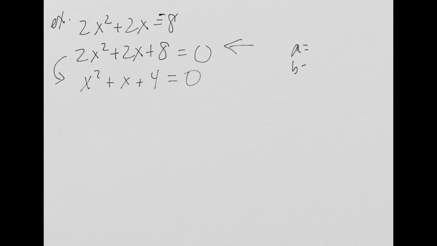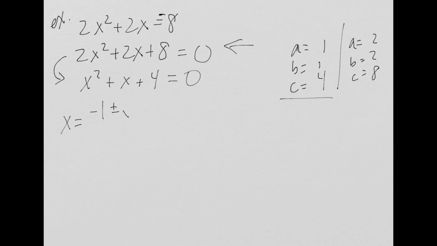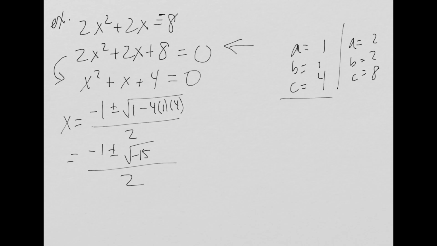So let's solve this. What's my a, what's my b, what's my c? Looks like 1, 1, 4. If you want to try it with that original one, 2, 2, 8, that's fine. Go through and try it, you're going to get the same answer. So given these numbers, my answer is -1 plus or minus the square root of b squared minus 4 times 1 times 4, all over 2. And what's 1 minus 4 times 4? I think it's -15. And we don't like to have negatives under the radical, so we'll say -1 plus or minus the square root of 15 i over 2.